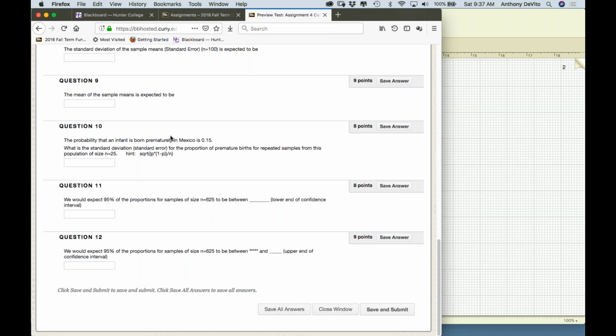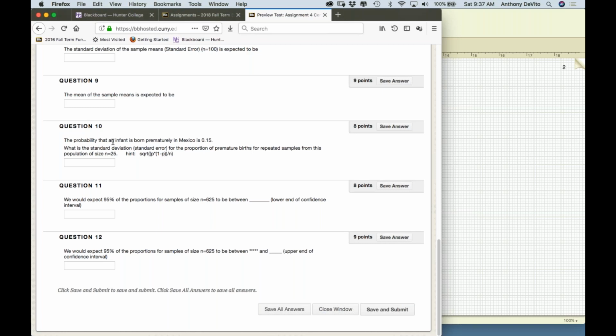The probability that an infant is born prematurely in Mexico is 0.15. What is the standard deviation for the proportion of premature births for repeated samples from this population of size n equals 25? Right, and we know the formula for the standard error for a proportion is the square root of p times 1 minus p over n.